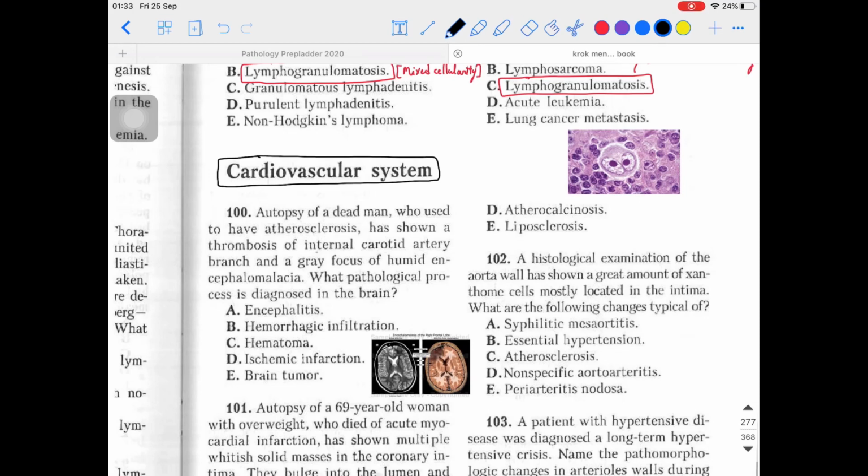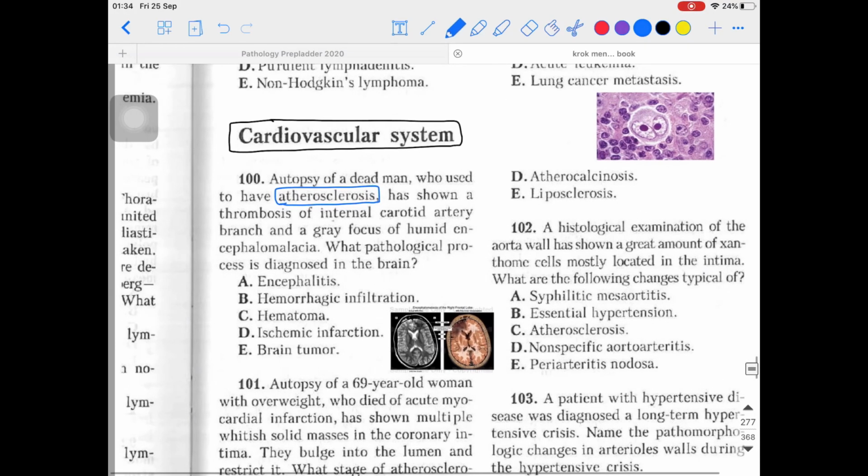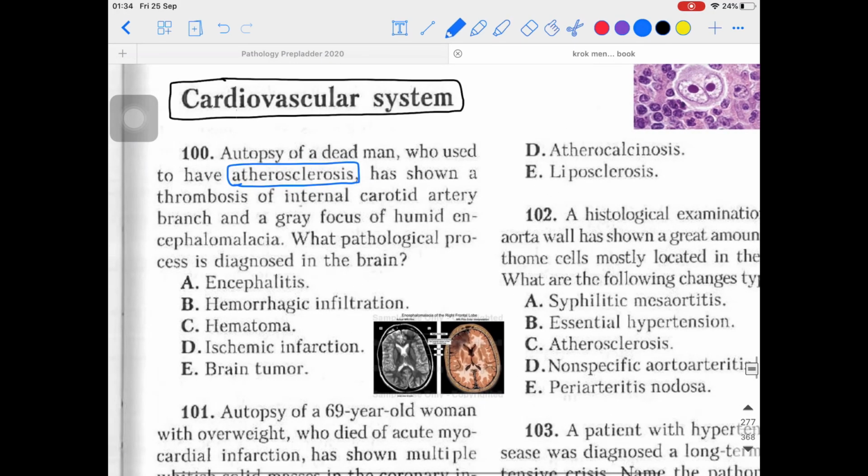Question number 100. Autopsy of a dead man who used to have atherosclerosis has shown a thrombosis of the internal carotid artery, and a gray focus of humid encephalomalacia, or encephalomalacia, whatever you want to call it. What pathological process is diagnosed in the brain?